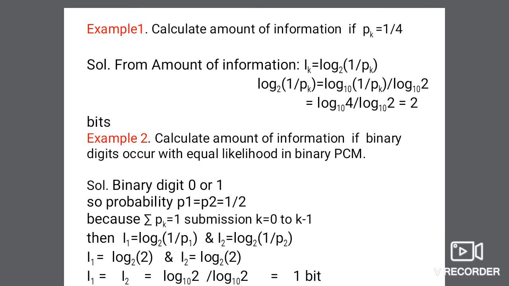I1 again is log base 2 of 1 upon pk, and I2 again is log base 2 of 1 upon pk. Put the values of p1 and p2, which are equal to 1 upon 2. So the amount of information I is equal to log base 2 of 2, and put all the values in the last formula: log base 10 of 2 upon log base 10 of 2, which is 1 bit. Means correct identification of a binary digit in binary PCM carries 1 bit of information.